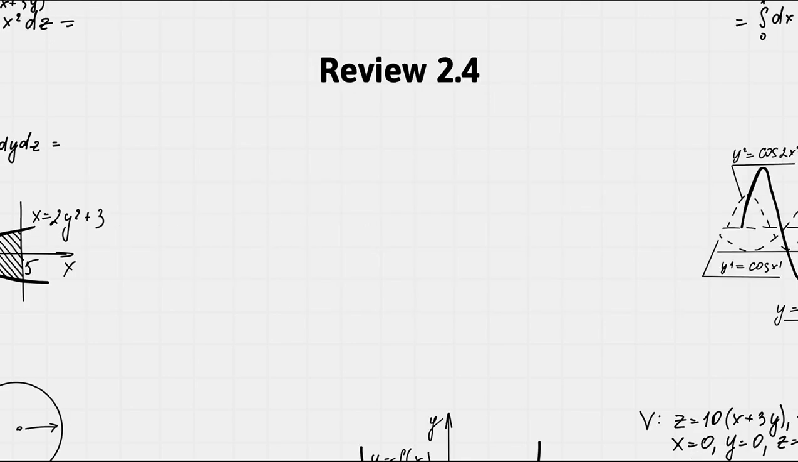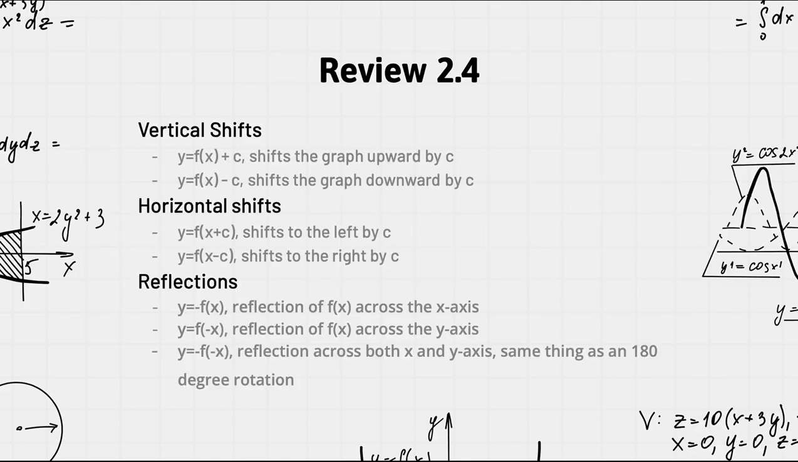So, first thing we're going to do is review. We have vertical shifts, horizontal shifts, and reflections. Vertical shifts are never going to happen directly to x, so it's going to be outside. So if it's plus c, we're going to move the graph upward. And if it's minus c, we're going to move the graph down. Horizontal shifts are always going to happen directly to x, so if it's plus c, it's going to shift to the left, and if it's minus c, it's going to shift to the right.